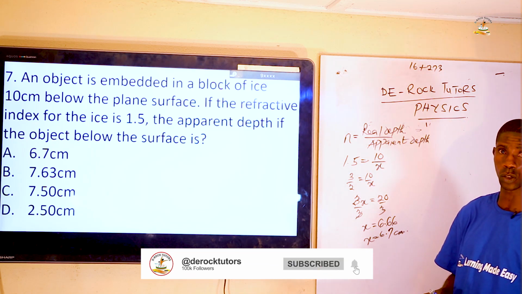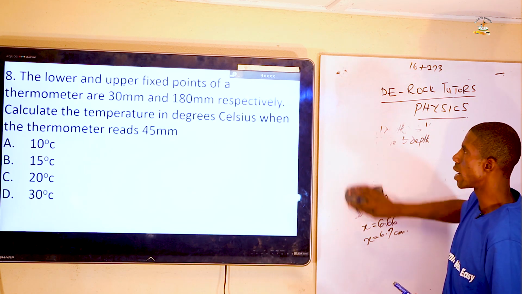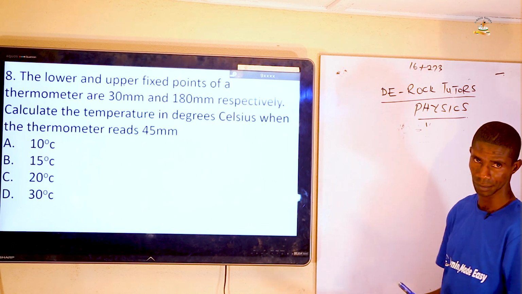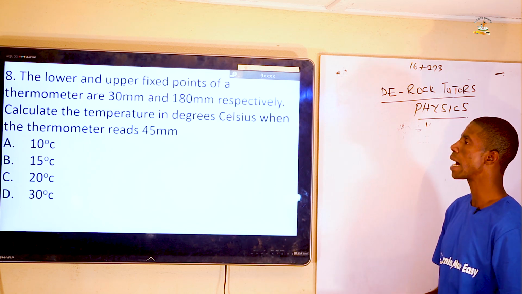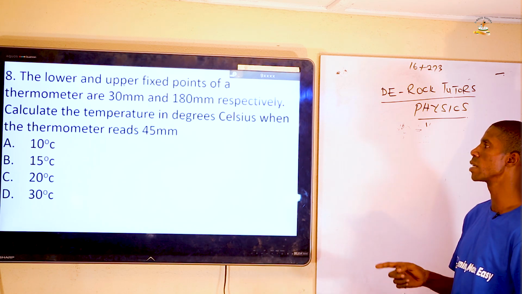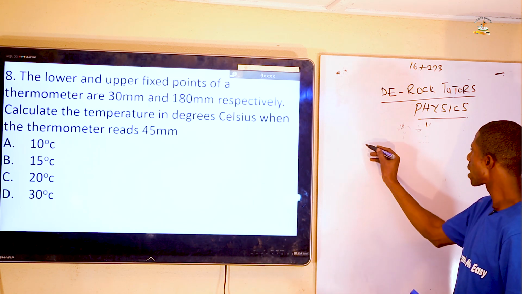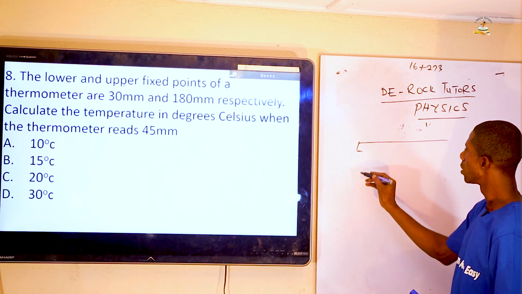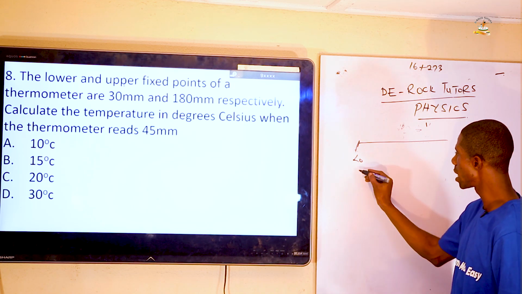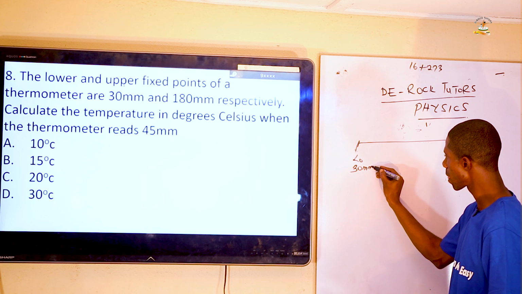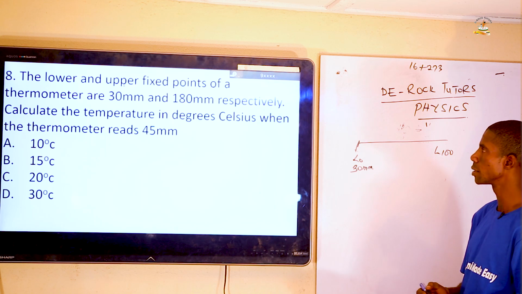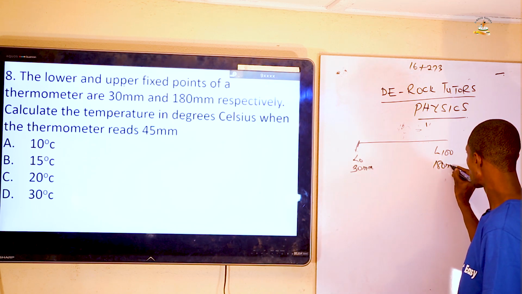So can we now go to the next question, where the lower and the upper fixed points of a thermometer are 30 millimeter and 180 millimeter respectively. Calculate the temperature in degrees Celsius when the thermometer reads 45 millimeter. So we can have the lower fixed point as L0, which is 0 degrees, and the lower fixed point there, we have it as 30 millimeter. Then the upper fixed point is the highest temperature of 100.